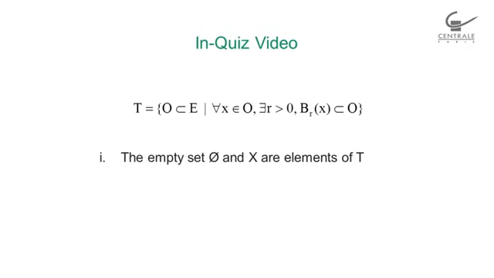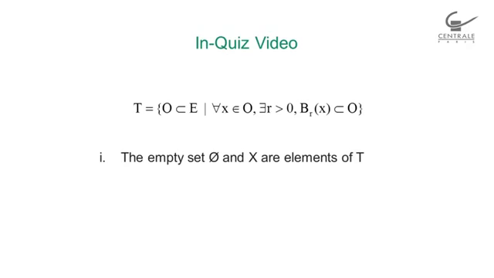The answer is yes. Because for all x in the empty set, anything is true, because you will not be able to find any x in the empty set. So if you ask the question, is it true that for any x in the empty set, x is blue? The answer is yes.